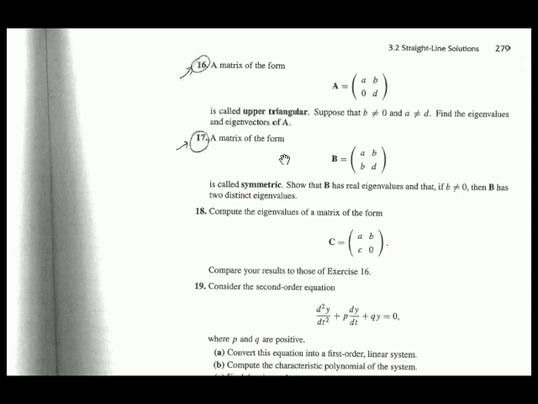Now for a symmetric matrix where these two are equal, you're supposed to show that the eigenvalues will always be real. They can't be complex. For a non-symmetric matrix, they could be complex even though the matrix is real.